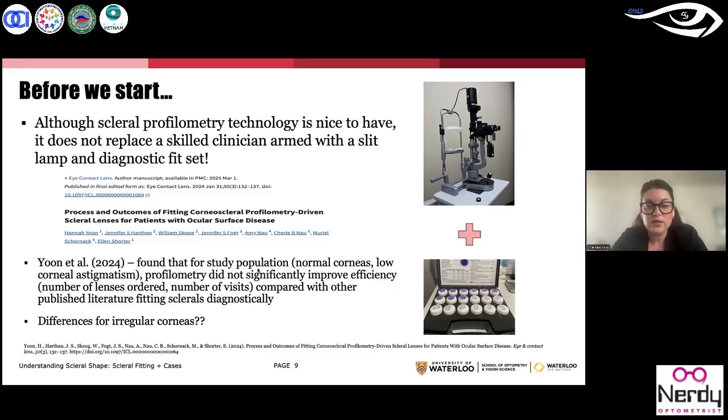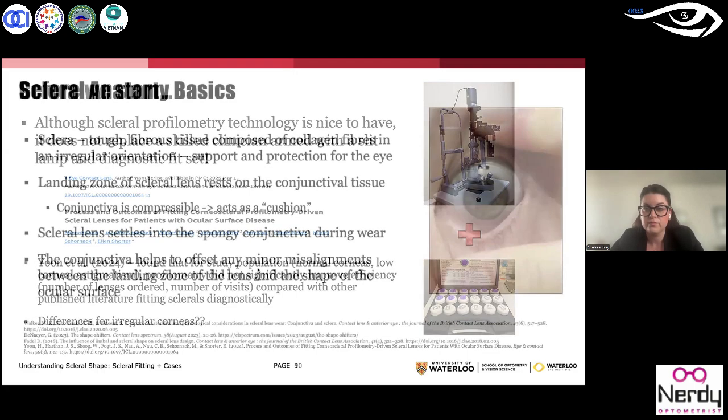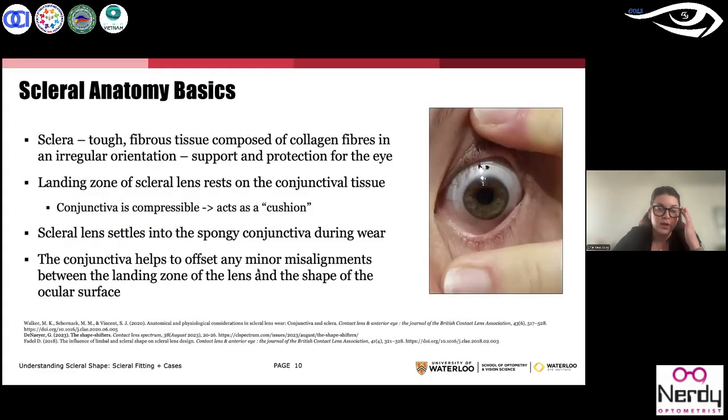Theoretically, it should. But again, I just want to make the point that you can do a lot with your slit lamp and diagnostic trial set. So, a bit of the basics. We know the sclera is a tough fibrous tissue. The collagen fibers are in an irregular orientation. This is why it's opaque, and not parallel like the collagen in the cornea, which is transparent.